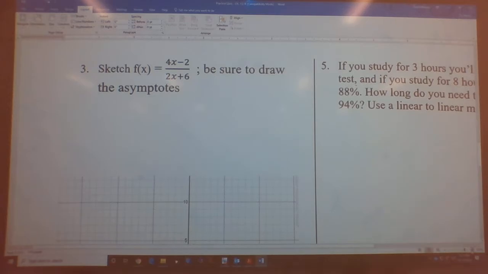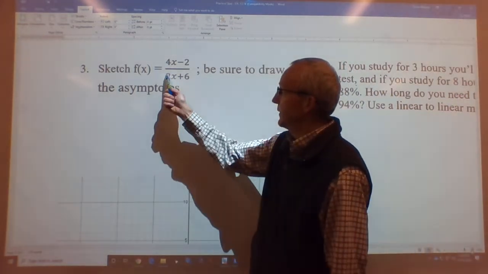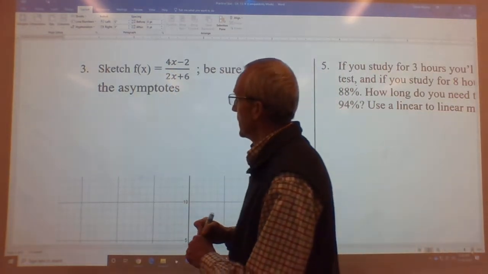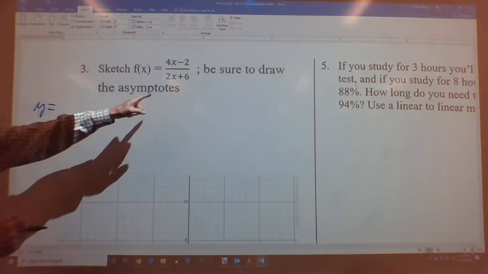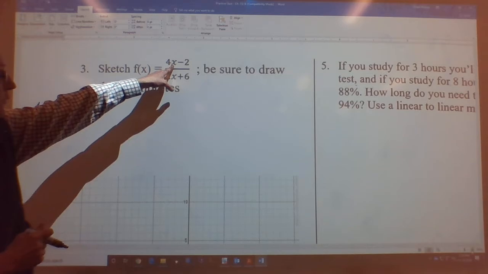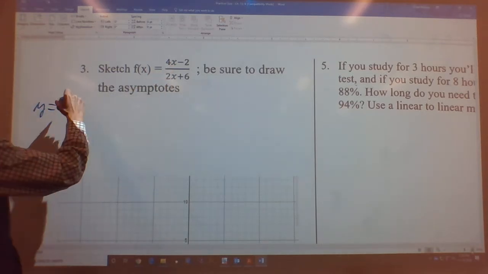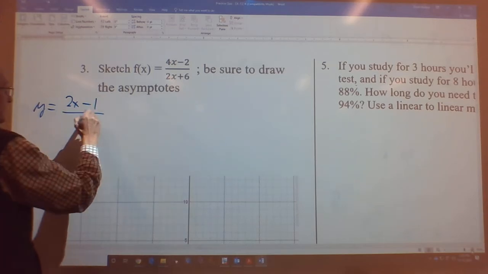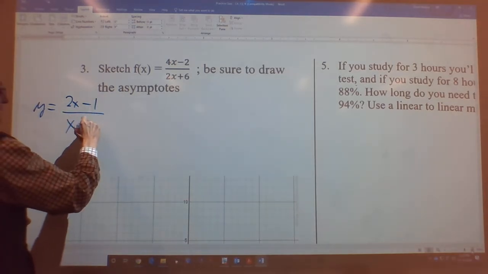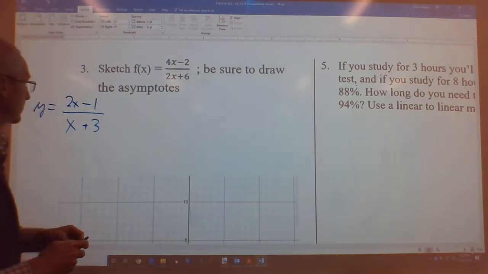Okay, so I'm going to divide all this thing by 2 here. So we have y is equal, divide everything by 2 to get the x by itself. 4 divided by 2 is 2, so we have 2x minus 1. 2 divided by 2 is 1. Divided by x plus 3. Looks like I made it so it works out really nice.